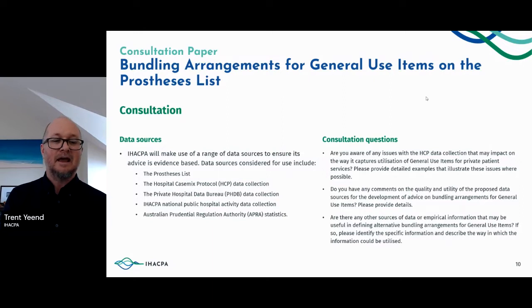And lastly, we'll be using APRA statistics to understand the population level statistics on device utilization and benefits paid. And although these statistics don't specifically identify the general use items that we're talking about here, they do classify item utilization and benefits paid by category and hospital type. And so we're looking to understand the representation of the HCP data at the level that it provides.